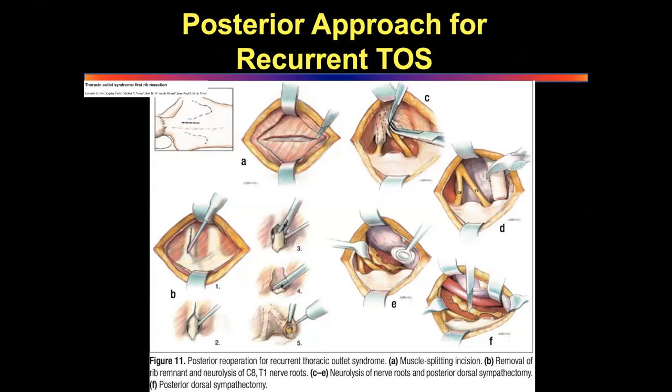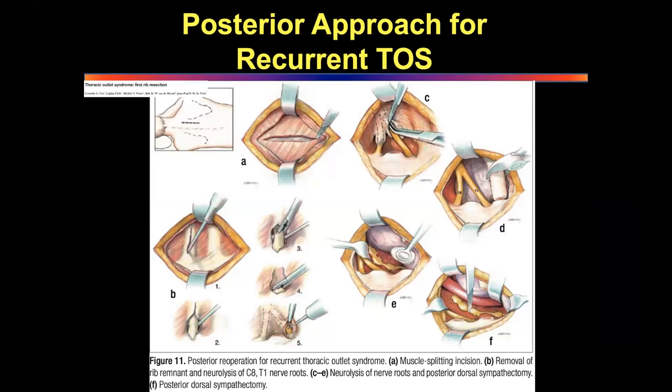If you have recurrence of symptoms and there is a problem, then you cannot approach from the front, because once you've operated in the front, you really cannot approach from the front. So for recurrent thoracic outlet syndrome, if you think there is something else which is in addition causing compression, then the approach is from the back, a very high posterior thoracotomy, and get into the first rib and then do that. Most people do not use the posterior approach for the first time.